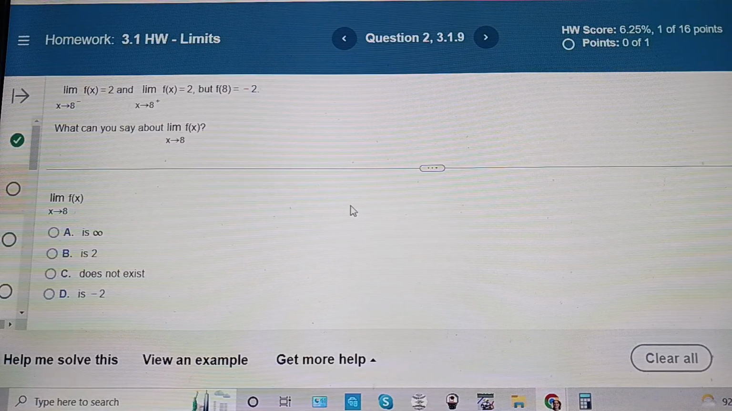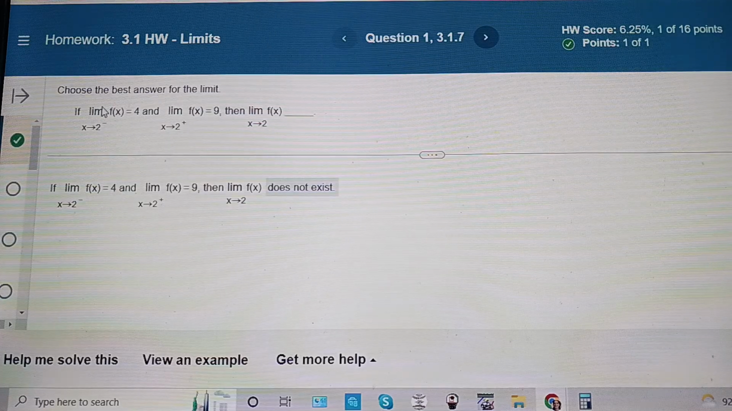So here they're not even talking about the function value. On the first problem, it had nothing to do with what f of 2 was. That wasn't even part of this problem at all. So the first idea is, if your two one-sided limits disagree with each other, then definitely there is no limit answer. It does not exist.